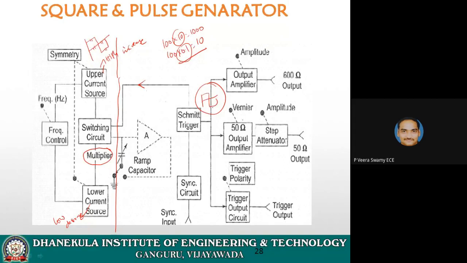Of course, the Schmitt trigger produces the square wave here. From this square wave, you can vary the output by connecting different loads at the outputs. Depending upon that load, we can get different pulses from the square wave.